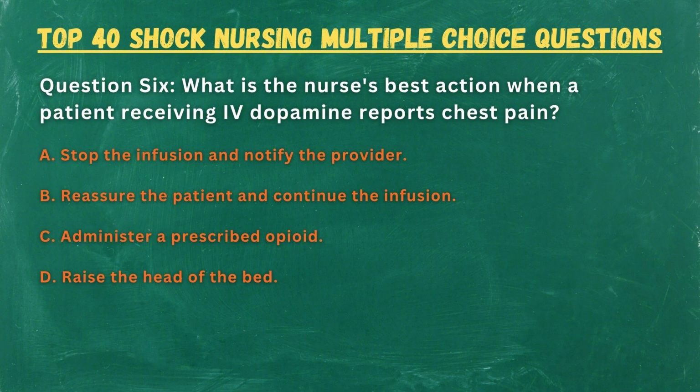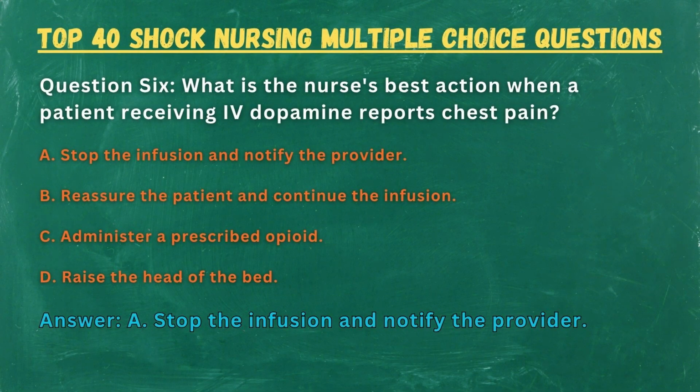Question 6. What is the nurse's best action when a patient receiving dopamine reports chest pain? A. Stop the infusion and notify the provider. B. Reassure the patient and continue the infusion. C. Administer a prescribed opioid. D. Raise the head of the bed. Answer. A. Stop the infusion and notify the provider.